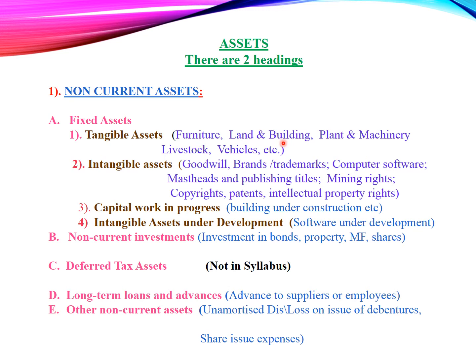Second subheading is intangible assets. All the assets which cannot be seen or touched fall under the category of intangible assets. Means वो assets जिनको हम touch नहीं कर सकते, देख नहीं सकते, but they have their existence and they have their value are put under the title intangible assets. For example, goodwill, brands or trademark, computer softwares, mining rights, publishing titles, patents, copyrights, intellectual property rights.